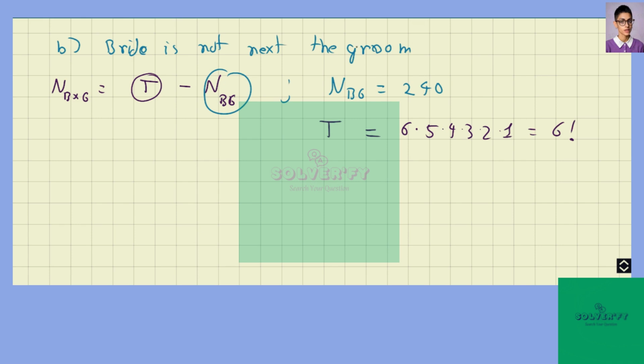So the number that we want to calculate, where the bride is not next to the groom, is going to be 6 factorial minus 240, and this is equal to 480 ways to arrange these people.